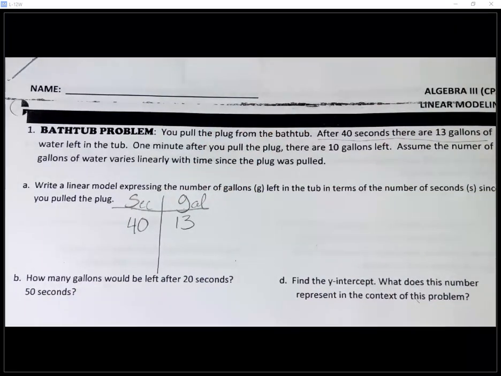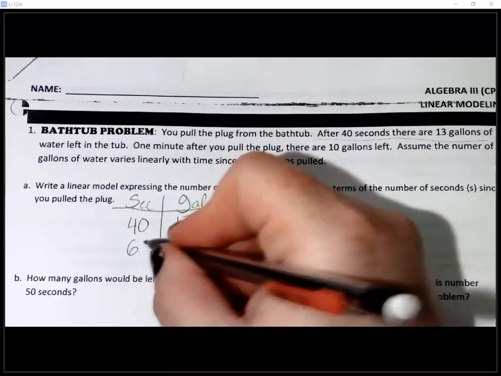Do you see the second point they gave you? Be careful, don't fall into this trap, Cedric. 100. I like the 10. I don't think you mean 100, because you put 40 plus another minute, 60, 20 seconds after. It's 1 minute after you pull the plug. So I don't think it's 1 minute after the 40. Yeah. 60 seconds. Yeah, so 60, and there are 10 gallons left.